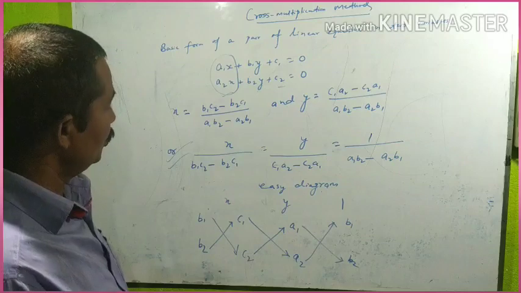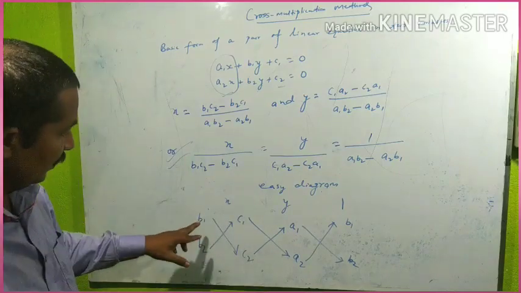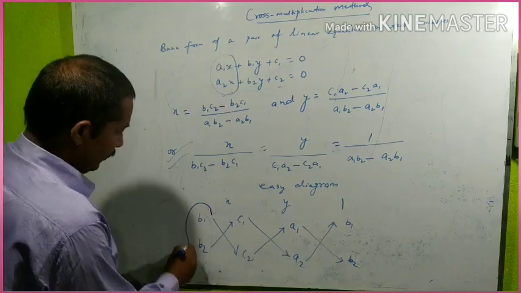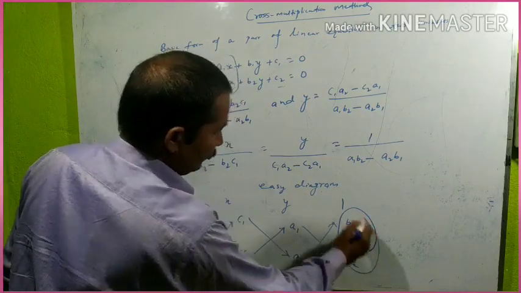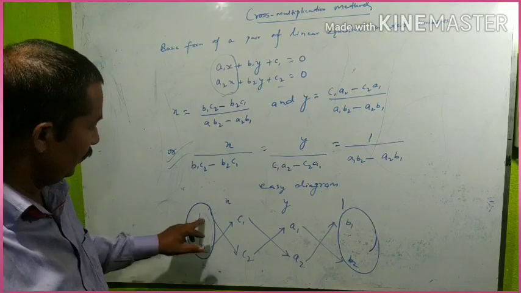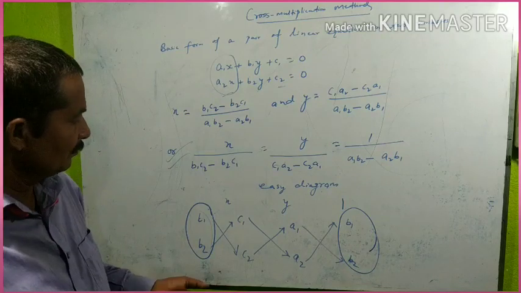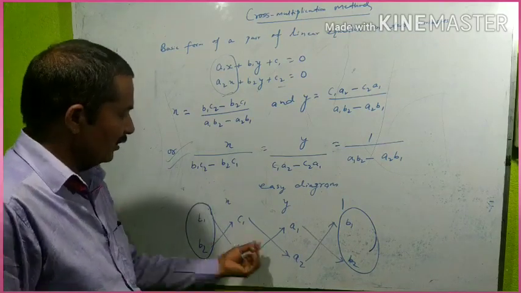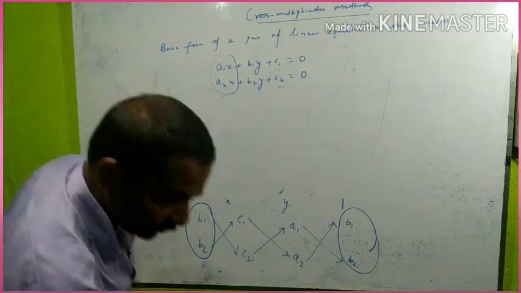And the second way also is to remember first and last. Look here, first b1, b2 and last also b1, b2. First and last b1, b2. You will keep this in mind. And the middle part is c1, c2, a1, a2.